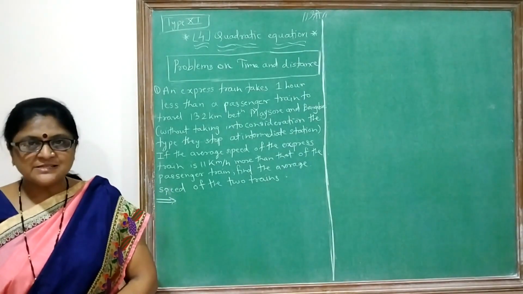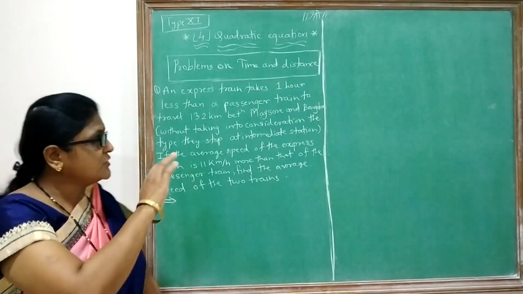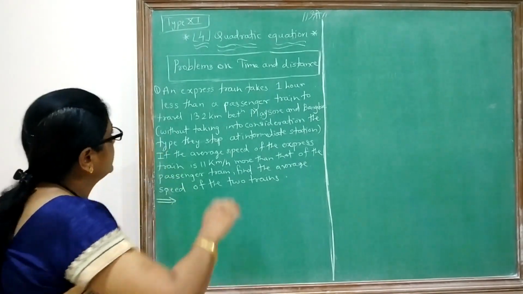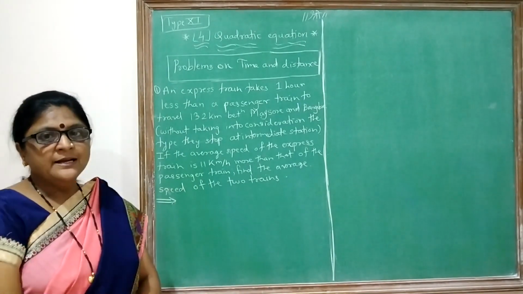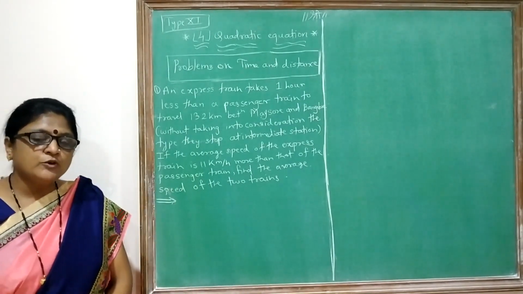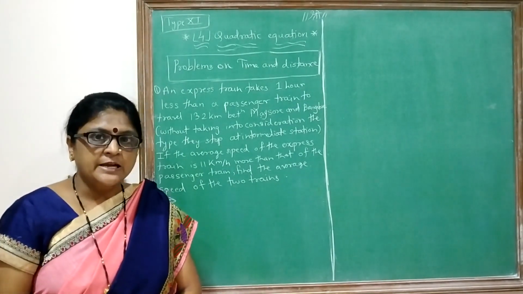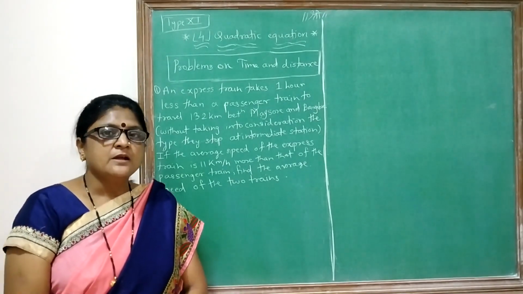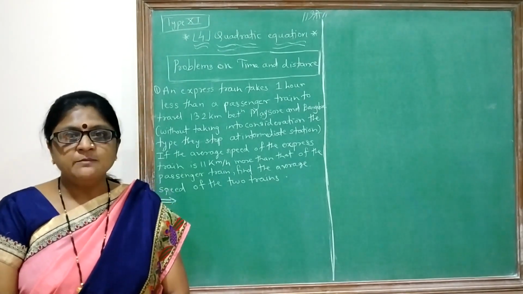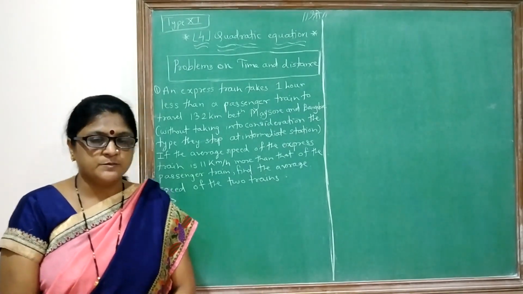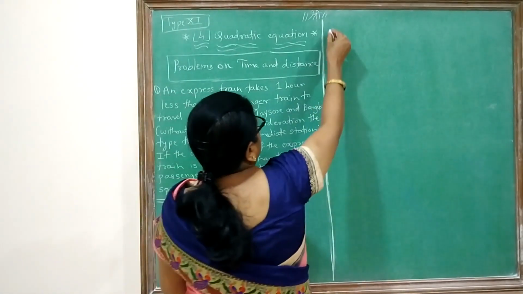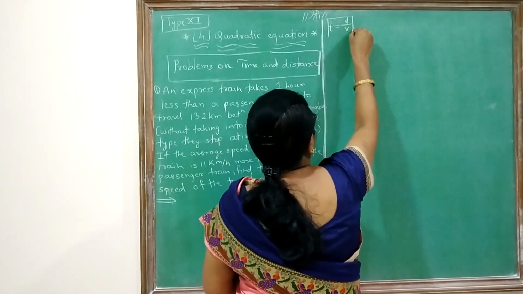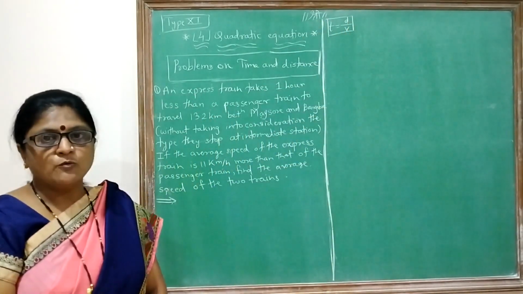Students, in the previous lecture we have seen problems on edges, and in this lecture we will see problems on time and distance. We know the relation between time, distance and speed. What is its formula? Your formula is time equal to distance upon speed, that is T equal to D upon V.